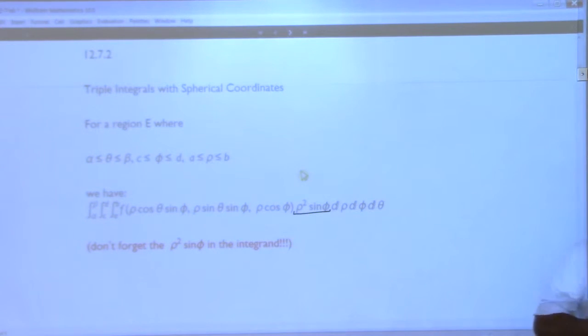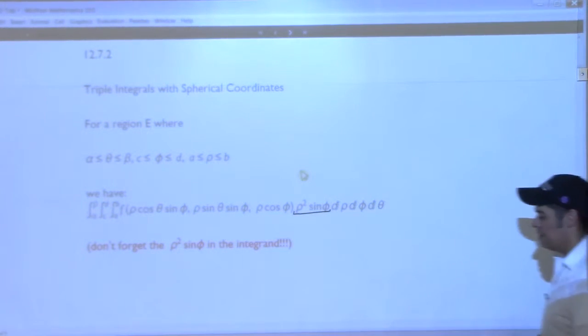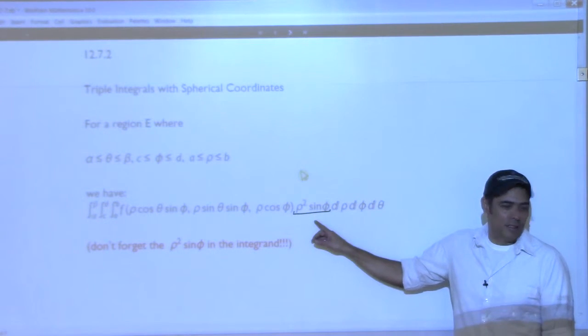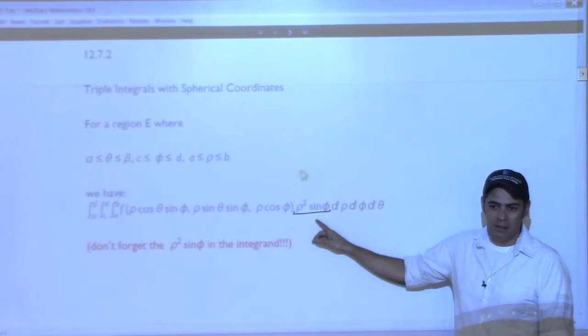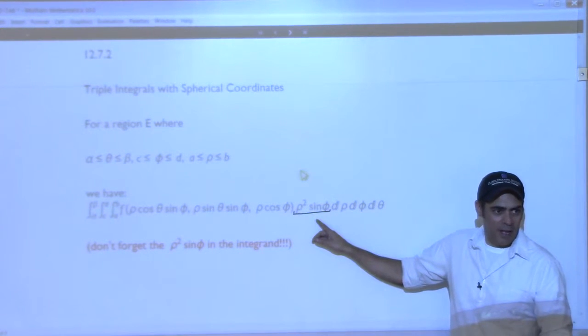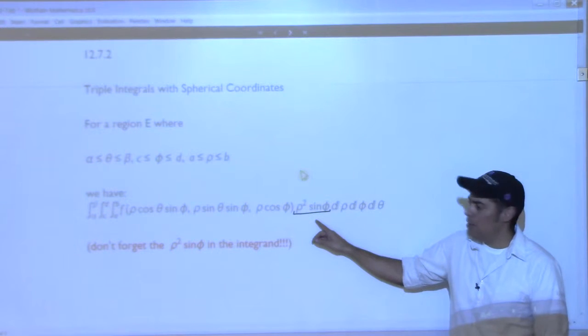So we know in cylindrical coordinates or in polar coordinates, we have to introduce this little r, right? That r always had to be there. Well, when you go into spherical coordinates, you have to throw this in there, rho squared sine phi. I'm going to explain where it comes from, but not here today. It will be next class.